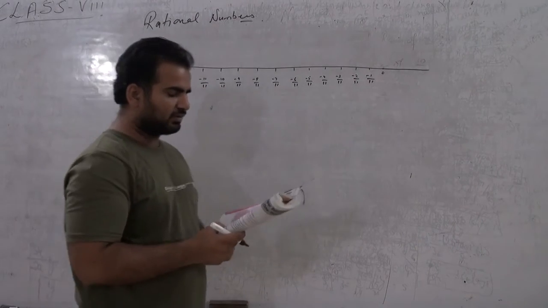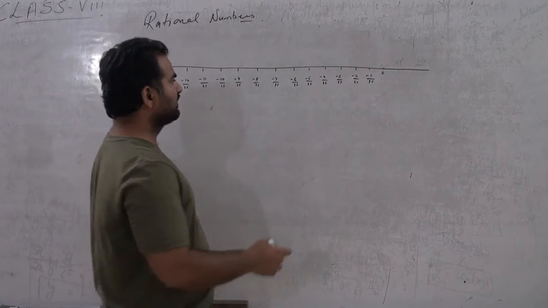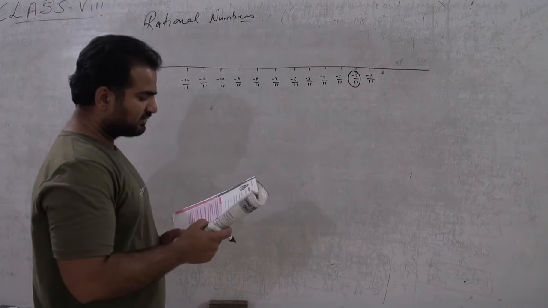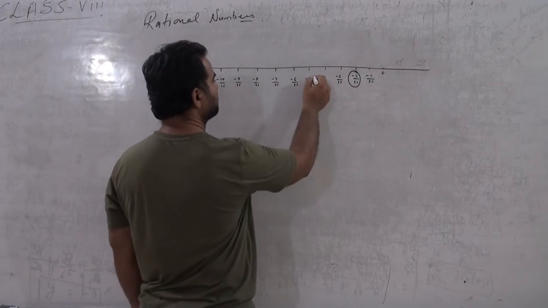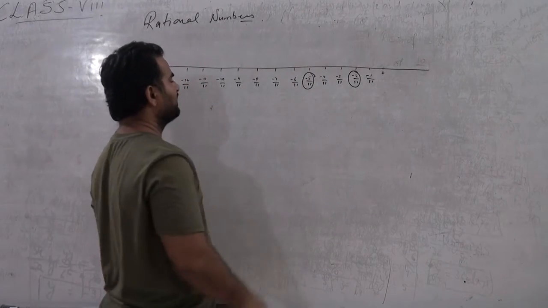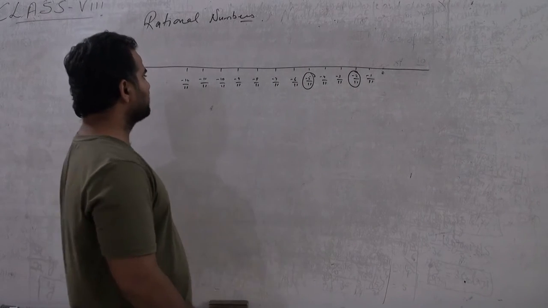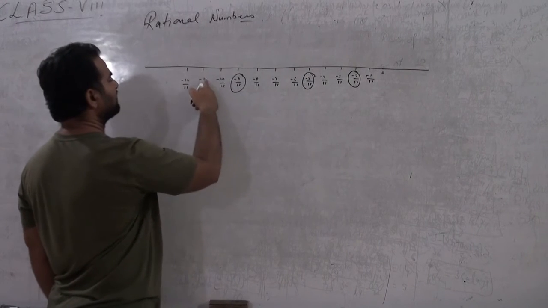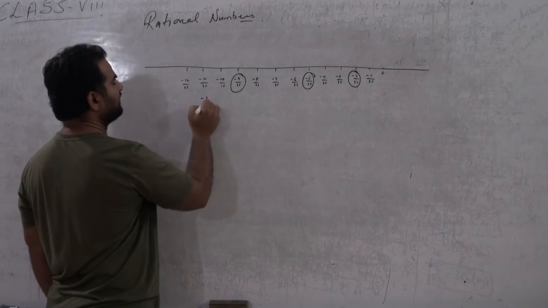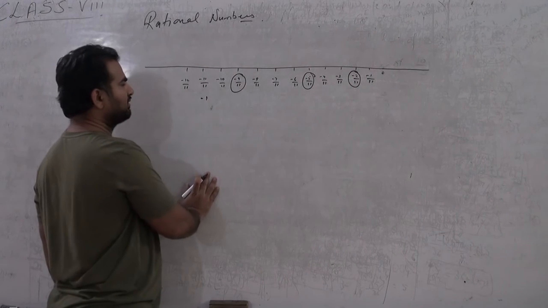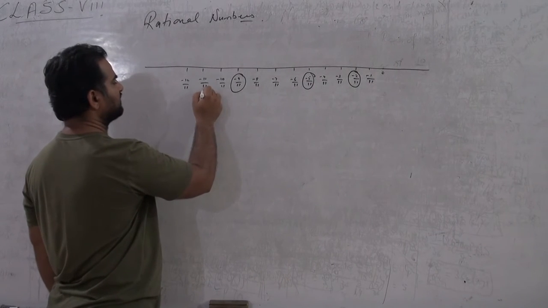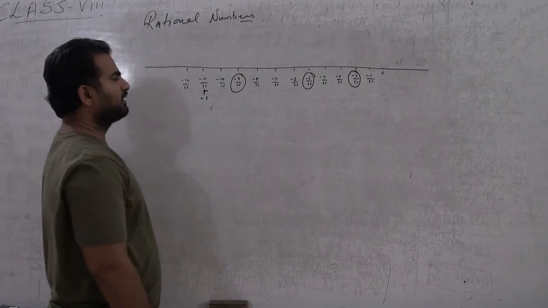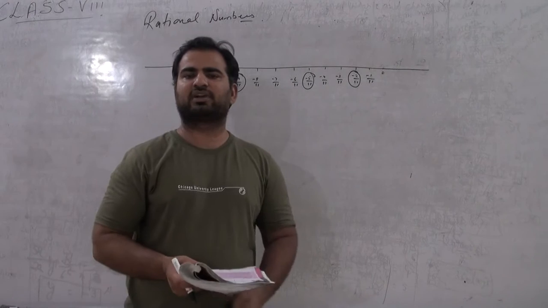Okay, so we have to find 2 upon 11. Now this is our 2 upon 11. Next is minus 5 upon 11. So this will be our 5 upon 11. And the last is minus 9 upon 11. So this will be our 9 upon 11. And we can say that minus 11 upon 11 will be minus 1. Okay, so this is our minus 1. So this will be our number line.